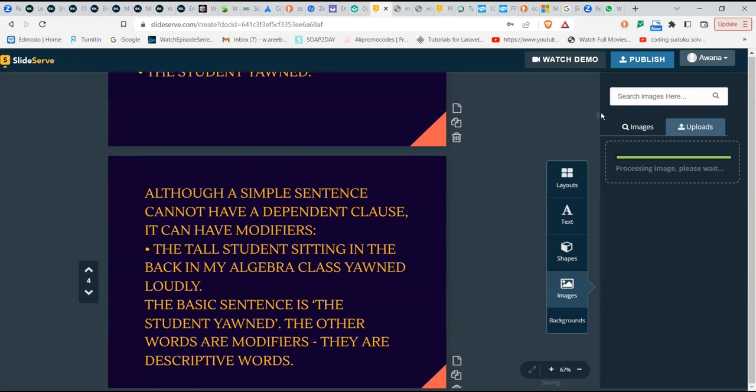The tall student sitting in the back in my algebra class yawned loudly. The sentence could have just been the student yawned loudly. It would have been a simple sentence. But now we have used modifiers, meaning descriptive words, to describe the scene, to describe our sentence even more, which is the tall student sitting in the back in my algebra class yawned loudly. So here all the extra words are modifiers. Clear? Yes, ma'am.